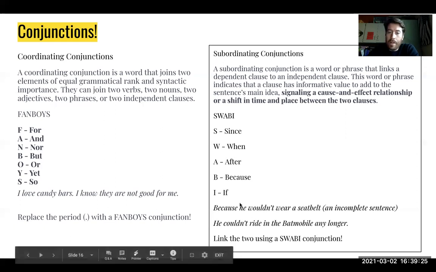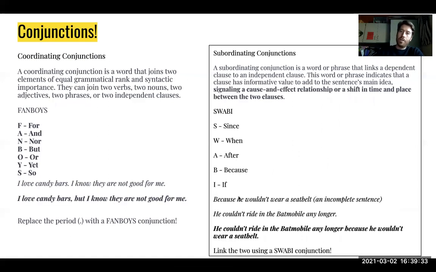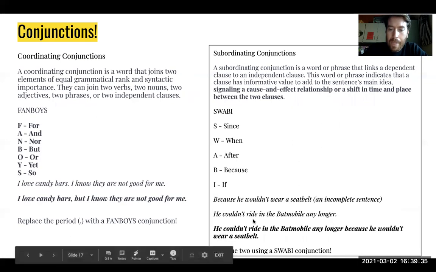So if we wanted to combine these two, the independent clause, he couldn't ride in the Batmobile any longer, versus because he wouldn't wear a seatbelt, use a SWABI conjunction word. Here's what you could say. He couldn't ride in the Batmobile any longer because he wouldn't wear a seatbelt. Okay. So that is one way that you could fix that sentence.